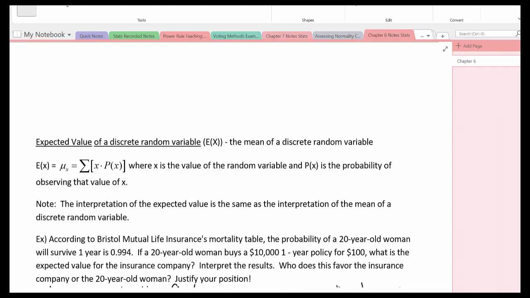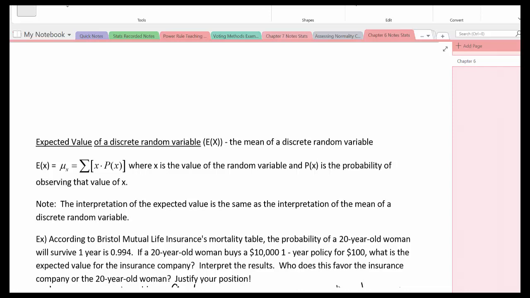Another way of saying the mean of a discrete random variable is what is called the expected value of a discrete random variable. And again, all that means is it's the mean of a discrete random variable. The formula for the expected value is exactly the same as the mean. And the interpretation of this expected value is the same as the interpretation of the mean of a discrete random variable. Okay, let's take a look at an example.